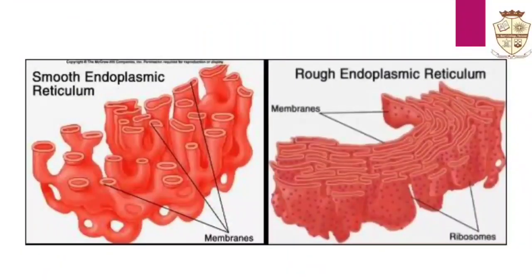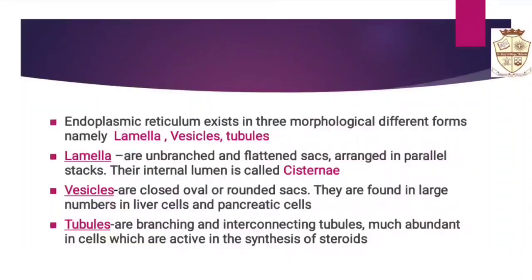This is a picture of smooth endoplasmic reticulum and the rough endoplasmic reticulum. Here we can see that the ribosome is absent in smooth endoplasmic reticulum and the ribosome is present in rough endoplasmic reticulum. And the endoplasmic reticulum exists in three morphologically different forms, namely lamellae, vesicles, tubules.